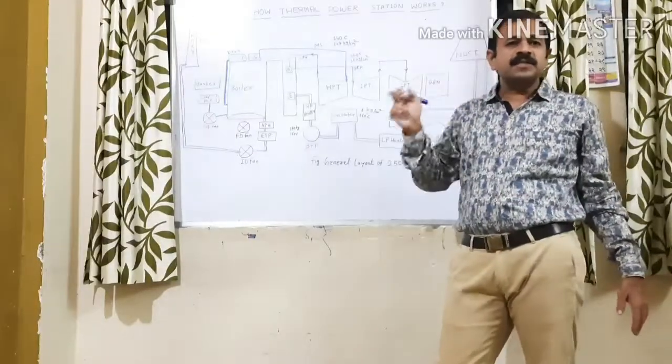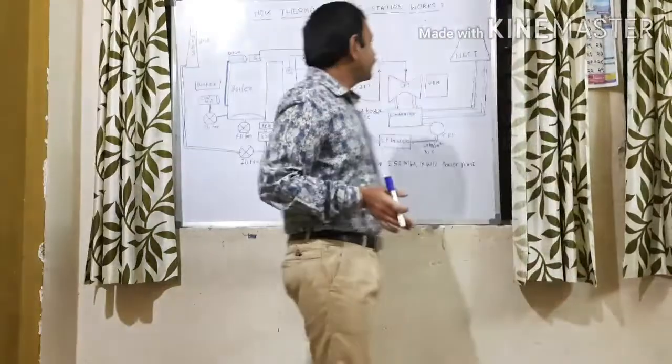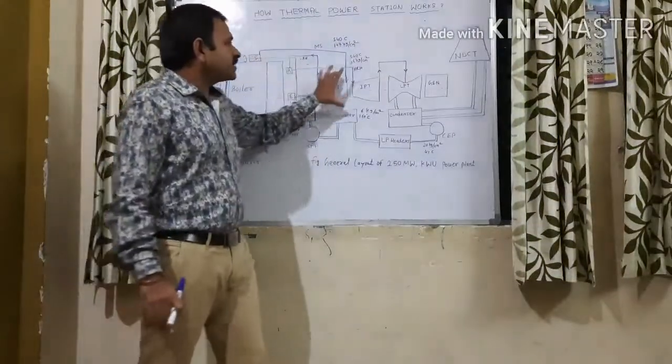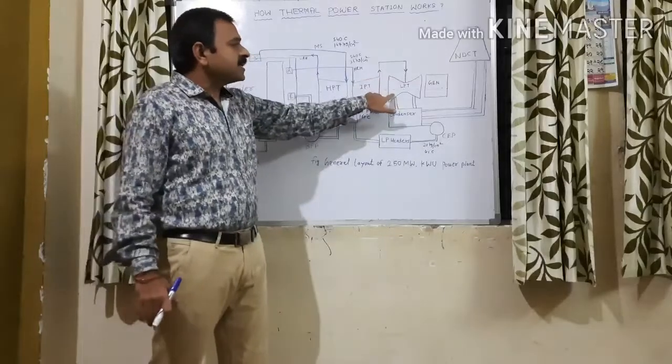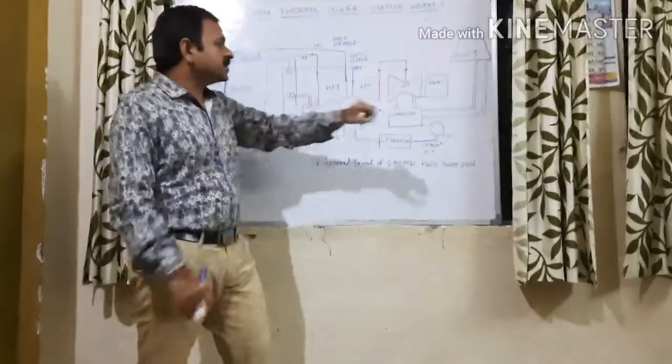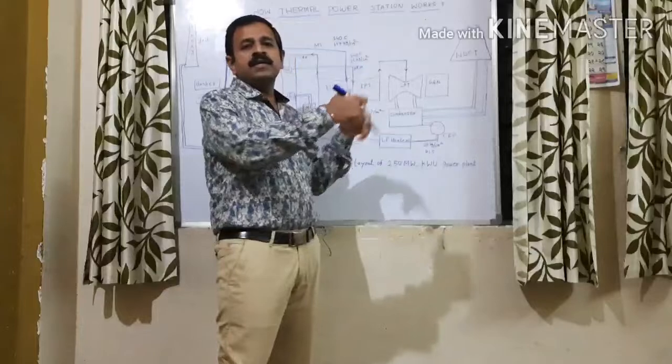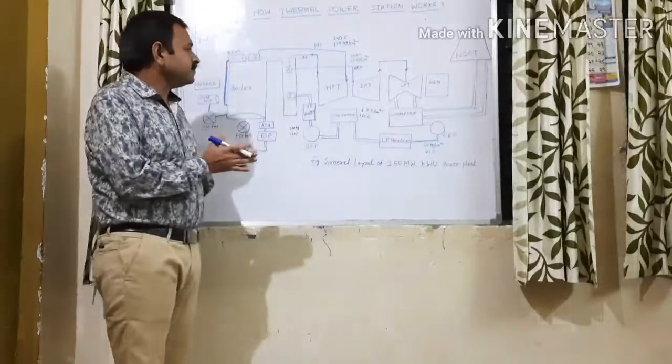For the turbine and generator set we have 7 bearings. For this turbine bearing system we have a lube oil system, and for the generator hydrogen gas protection we have the generator seal oil system.